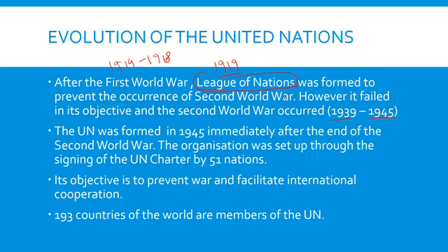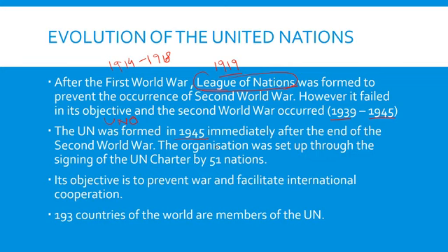The UN, the full name of which is UNO, United Nations Organization, was formed in 1945, immediately after the end of the Second World War. While creating this organization, the founding members continuously kept in mind what the causes were for which the League of Nations failed, and they tried to remove all those causes and factors, which I will be telling you in the further explanation of this chapter.